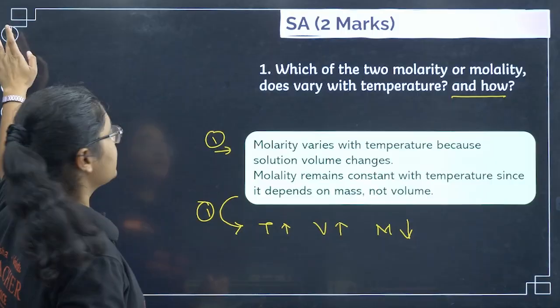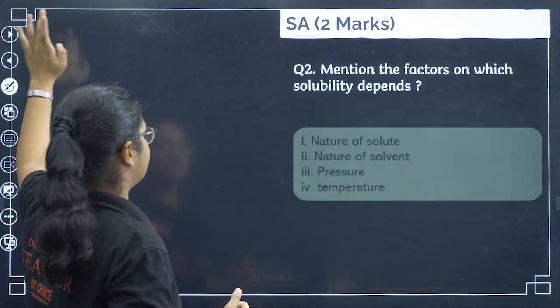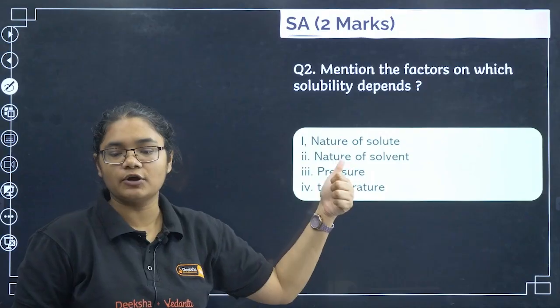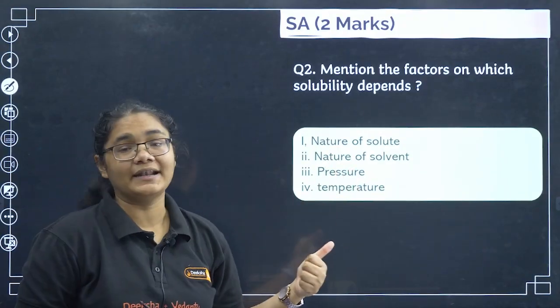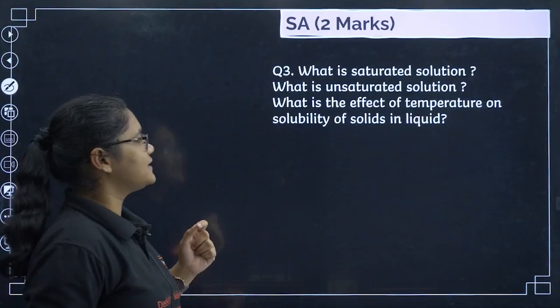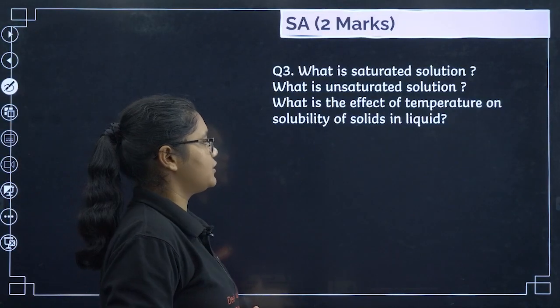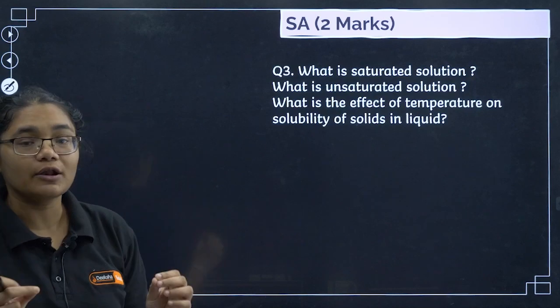Moving to the next question: mention the factors on which the solubility depends. Very important question. Nature of the solute, nature of the solvent, pressure and temperature. Moving to the third question here: what is a saturated solution, an unsaturated solution, and the effect of temperature on the solubility of a solid in a liquid.